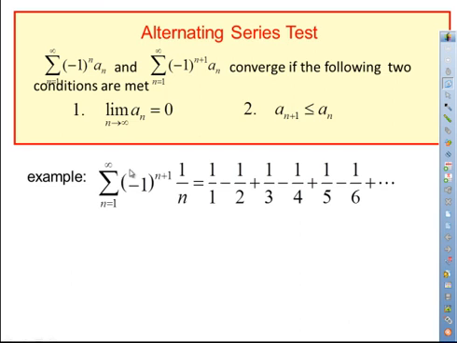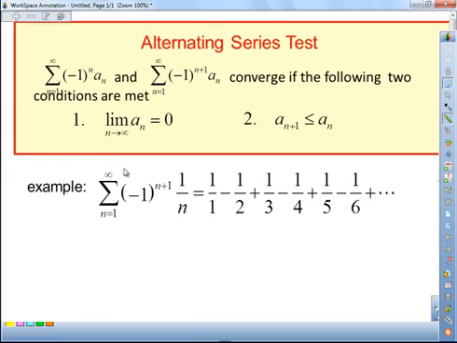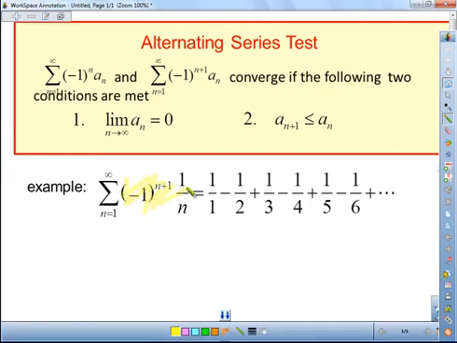So for example, the summation from n equals 1 to infinity of negative 1 to the n plus 1 over n. This negative 1 to the n plus 1, that's my alternating part. That means that one term is going to be positive, the other one's going to be negative. So when n is 1, notice that the exponent is 2, so it's positive, so I get 1 over 1. When n is 2, we have 2 plus 1, which is 3, so it's odd. So this is going to be negative, so I have 1 minus 1/2 plus 1/3 minus 1/4 plus 1/5. So they're alternating, they go back and forth.